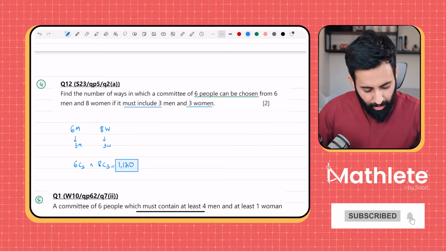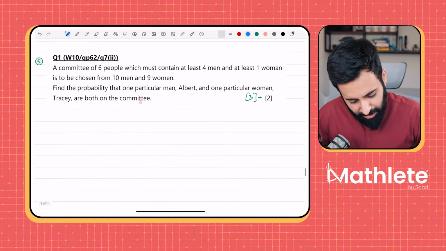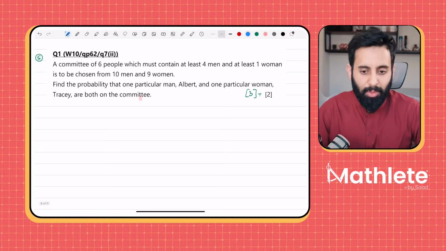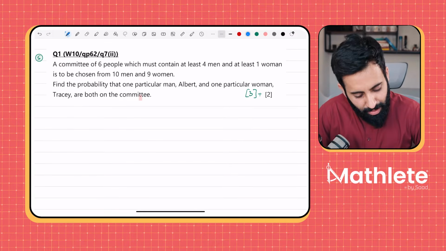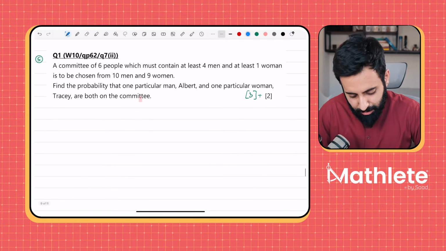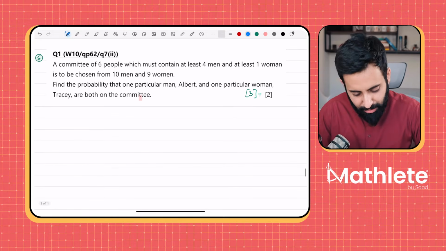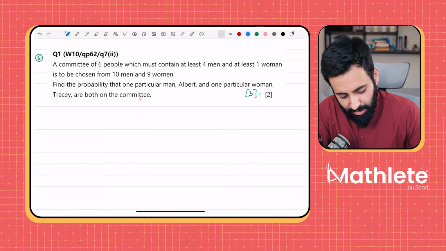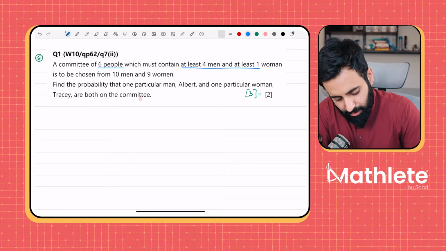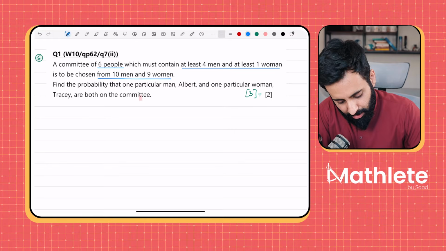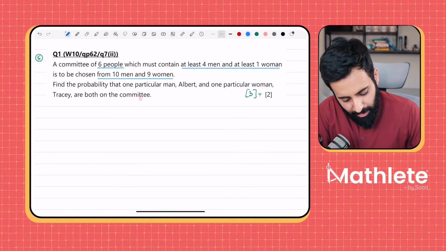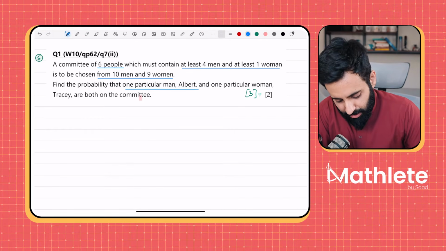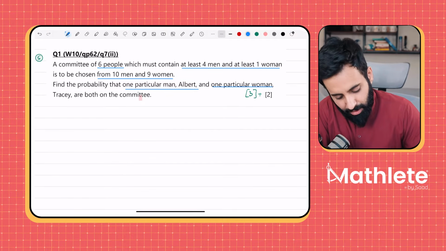Okay. Now, this is the question that I saved for the last. Why? You'll find out. As always, I encourage you to pause this video and attempt this question yourself, but make sure you read the question thoroughly, okay? It's basically probability. So it says a committee of 6 people, which must contain at least 4 men and at least 1 woman, is chosen from 10 men and 9 women. Find the probability that one particular man, Albert, and one particular woman, Tracy, are both on the committee.